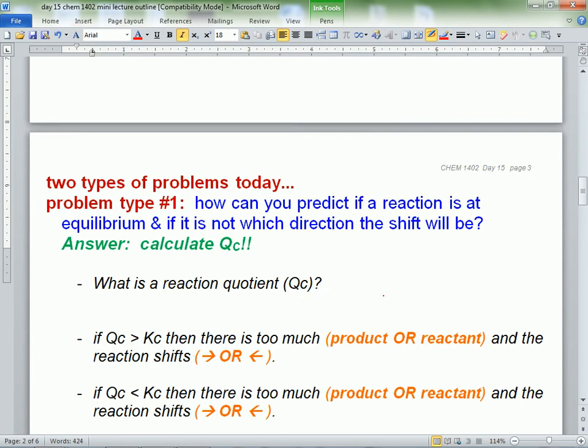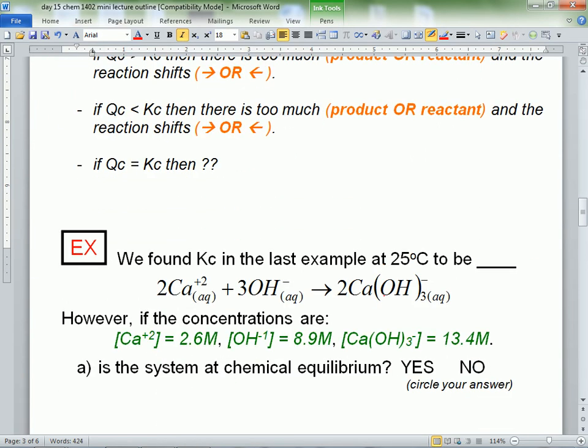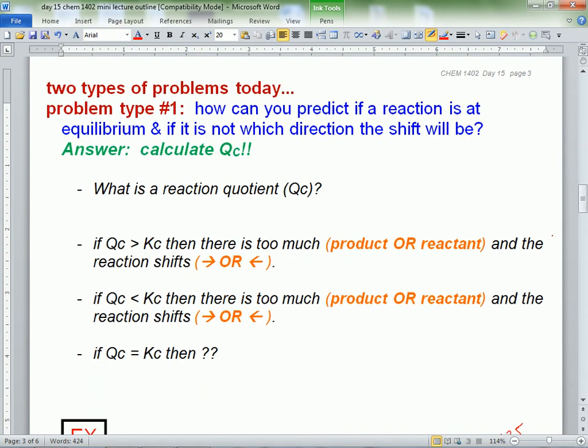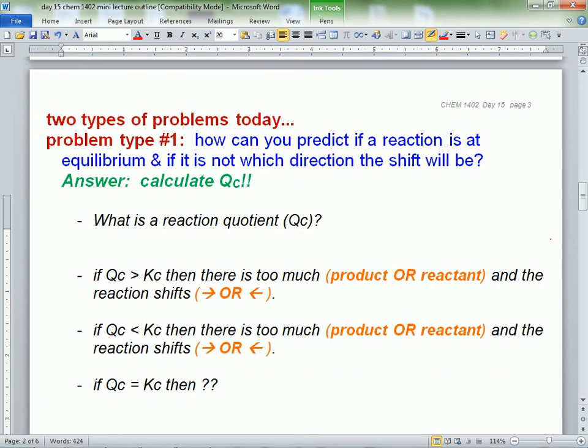If you scroll down to the next problem, way down here, it goes here. Right? Where we found Kc in the last example to be 0.025. So let's put it down there. Okay. So I believe, yep, this is where we're at right now.